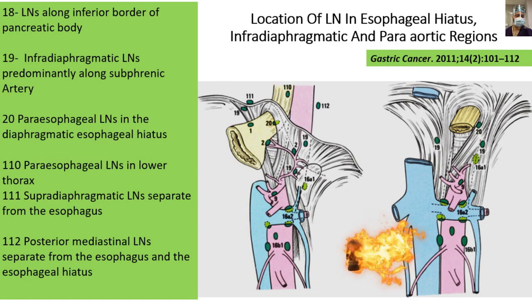So when we talk about 110, 111, 112 and station 20, these are more relevant while we are treating a case of lower GE junction tumor, that will be Siewert type 1, type 2 and type 3. So once for a lifetime, just go through all these lymph nodes time and again and remember them by heart. And I have also given the pictorial description in this video tutorial. I hope that will help you.